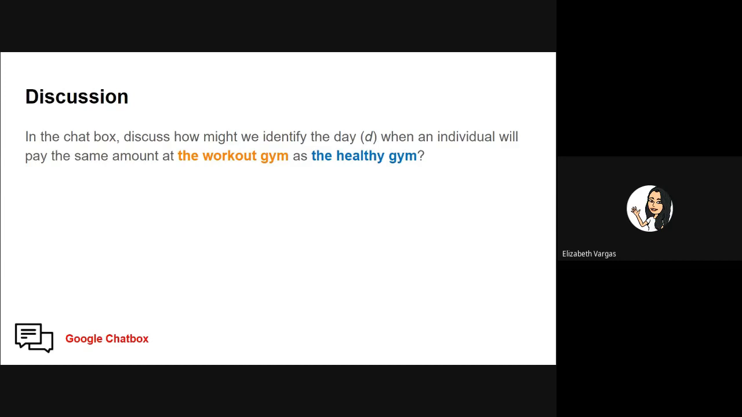How might we identify the day when an individual will pay the same amount at the workout gym as the healthy gym, given what we know right now?